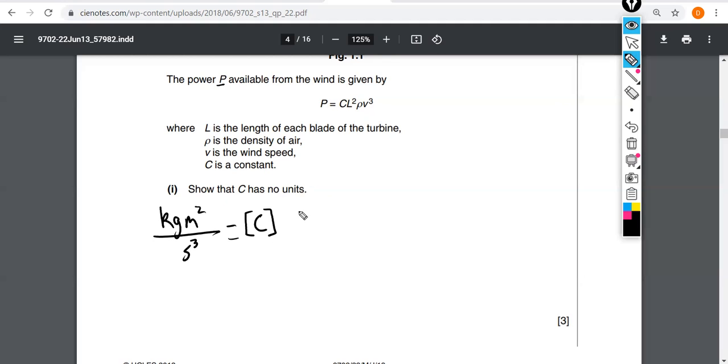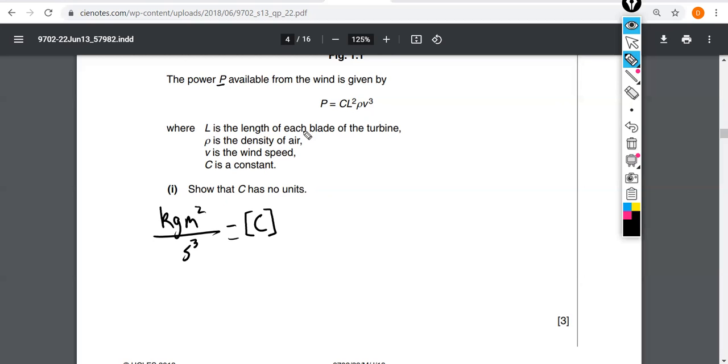If we can show that the rest of it is equal to this, then C won't have any units, because we just multiply nothing by all the rest of it. And it's not like it's 0, it just has no units. So it has some value, but it doesn't have any units. Okay, so let's go through it now.